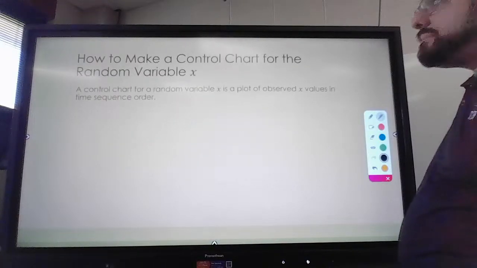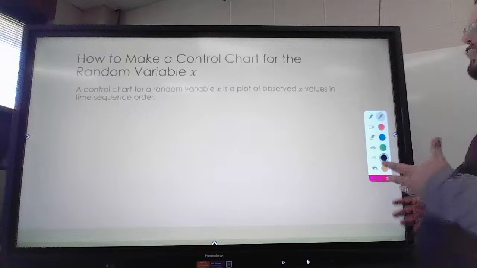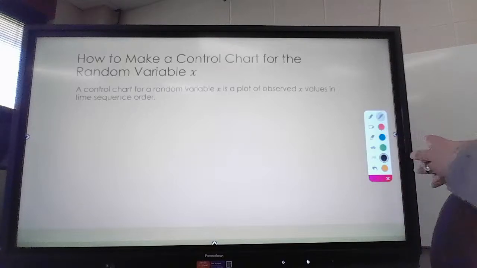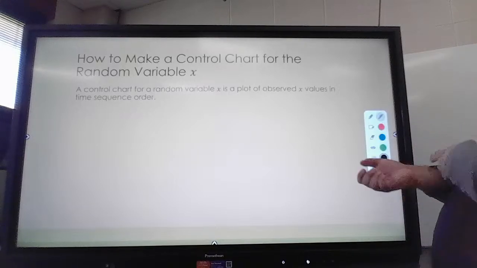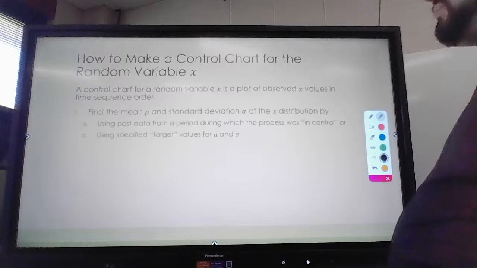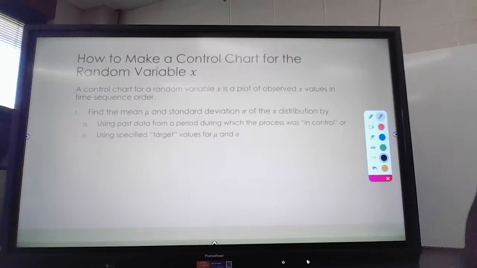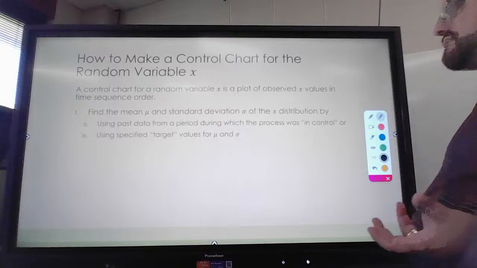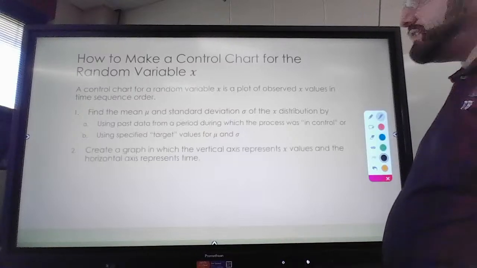Now, how do we make one? Well, first off, we recognize that a control chart is a plot of observed X values in a time sequence order. So the first thing we want to do is find the average and standard deviation. You can either use past data from a period in which the process was in control, or you can use specified target values or quota values for your mean and your standard deviation.